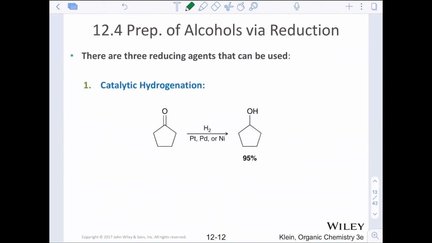All right, there are 3 reducing agents that can be used. The first one we have seen before. You can use H2 gas with platinum, palladium, or nickel. This method is not really used because of the high temperature and pressure that's required. However, it's still valid in any of our synthesis because, again, you see that 95% yield. That's an awesome yield.